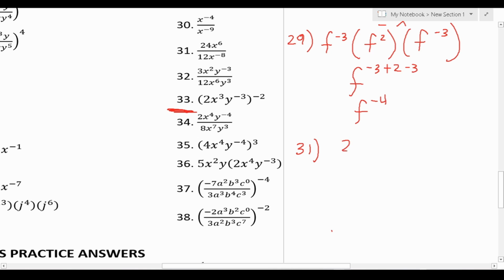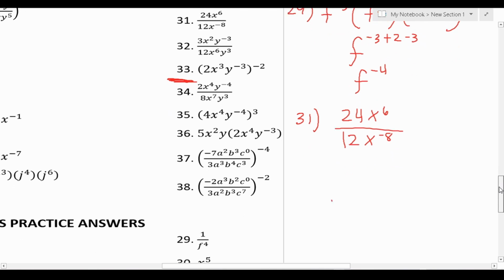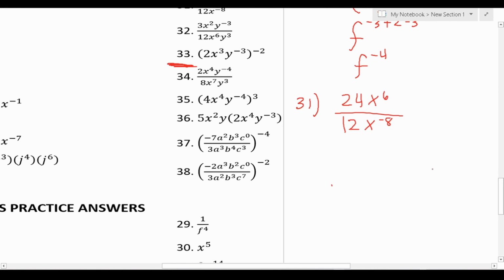31 is 24x to the 6th over 12x to the negative 8th. Now, at this point, you do have options as to what you can do. Again, we can't leave things with negative exponents. So the first thing I'm going to do before I do anything else is get rid of this negative exponent. More specifically, I'm going to take it and shift it across this fraction bar into the numerator, which is going to make it x to the 8th.